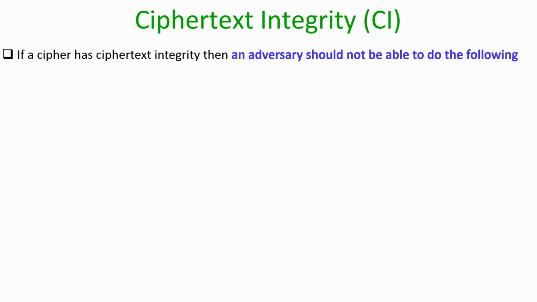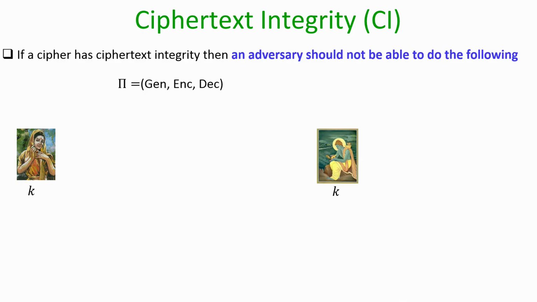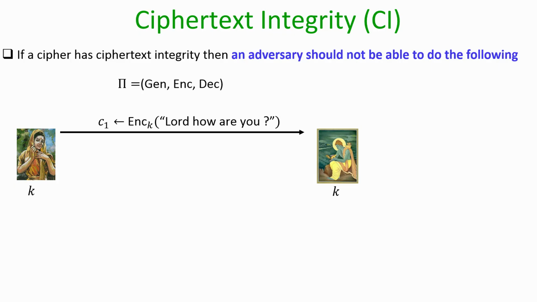So, informally, if an encryption process has ciphertext integrity, then that means that an adversary should not be able to do the following. Imagine we have an encryption process and there is a pre-shared key generated as per the key generation algorithm, available between the sender and the receiver and not known to anyone, and imagine that the sender has encrypted several legitimate plain texts.